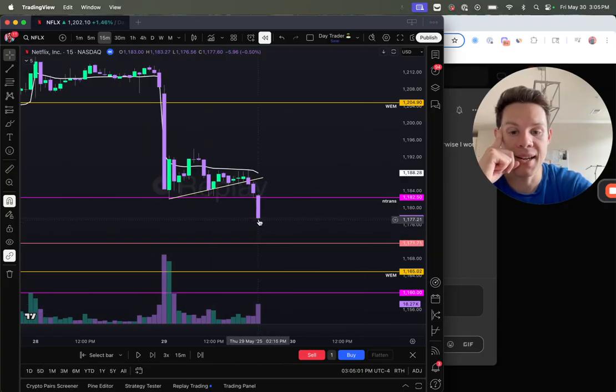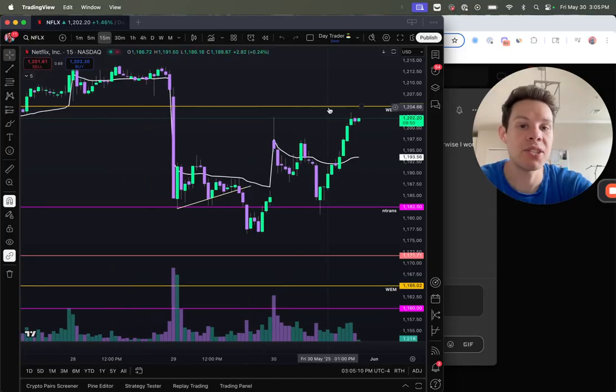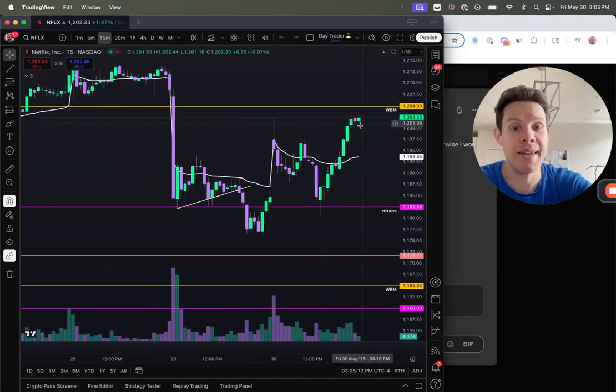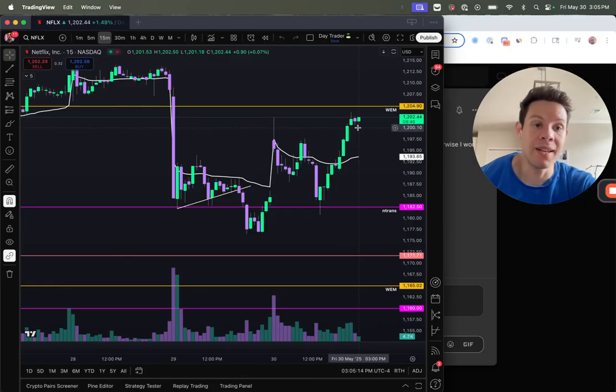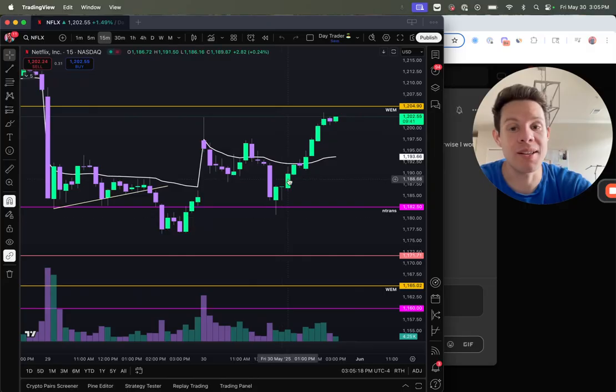This was by the end of the day, I believe, so it was 2:15. Let's just go back to today's current time. I haven't touched these lines. WEM, expected move. This is all forecasted from Gextron. This is why it's really important.